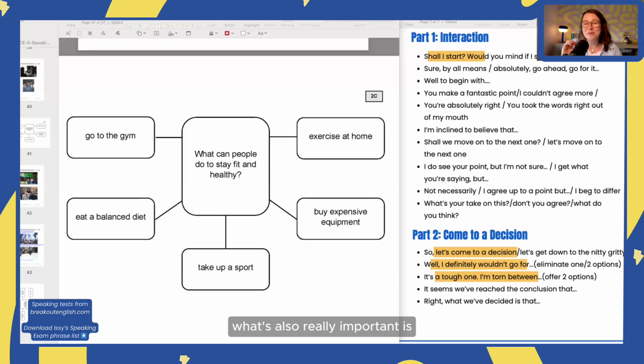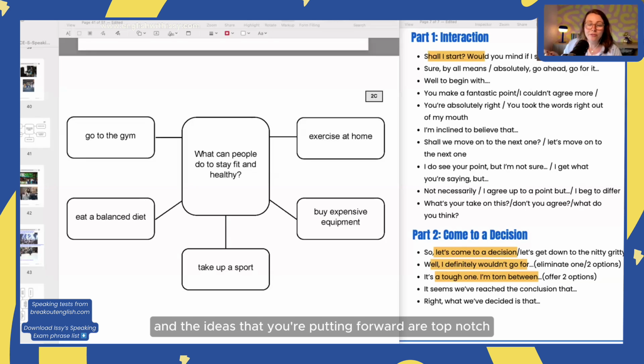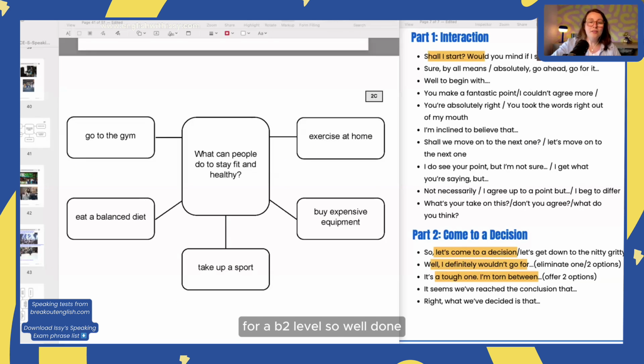But what's also really important is the examiner wants to see that you really are listening to your partner. Okay, so if you could say, you know what, you make a fantastic point, we see eye to eye. Why don't we move on to this next topic, so it's clear that the conversation has ended and then you're moving on. But you guys have done an excellent job of interacting with each other. Your range of vocabulary is really good, and the ideas that you're putting forward are top notch for a B2 level. So well done.